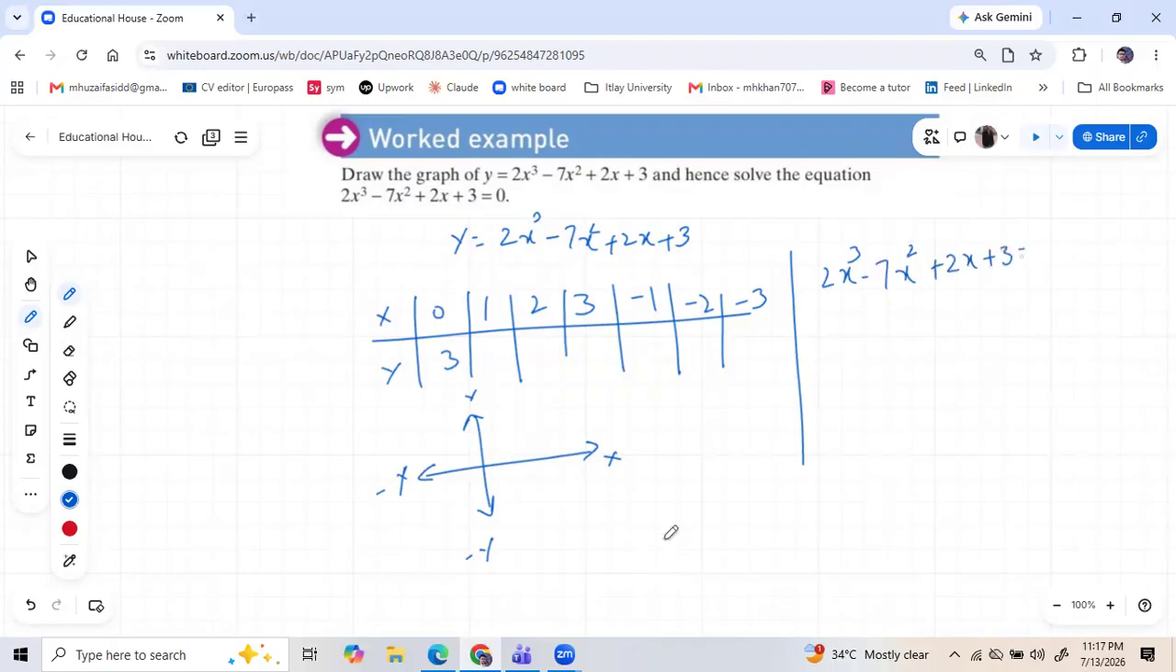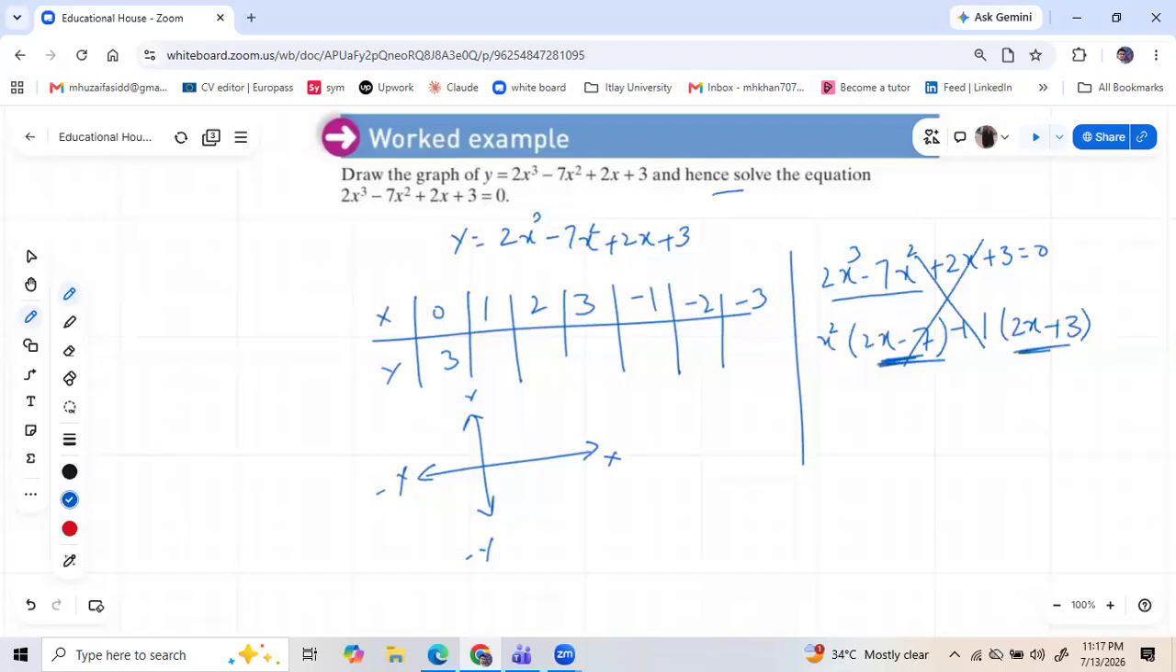dependent on our graphs, where the function can touch the x-axis or the y-axis, and we note those points, and these are the solutions. Okay, so check it here. Here we have x square common, so this is 2 of x minus 7. And here if we take 1 common, this is 2 of x plus 3. Look at it here. This is 2 of x minus 7, so that's why this is not okay. So hence solve these equations.